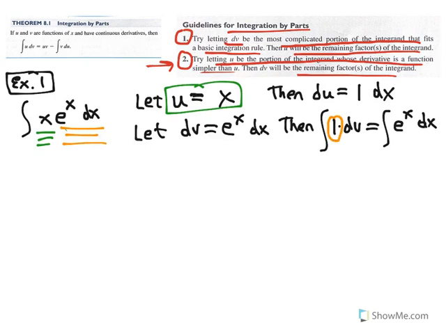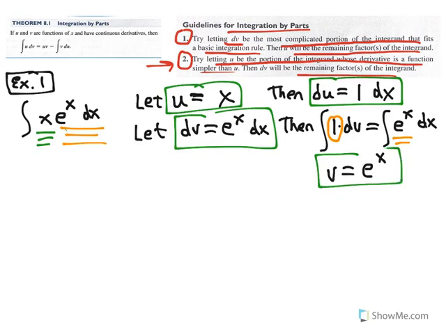So an antiderivative of 1 is v, so you're going to have just v here. And on the right side, an antiderivative of e to the x is just e to the x. Normally you would write plus c as your constant of integration, but you don't have to do it when you're doing integration by parts, because at the very end of your work you will write the constant of integration. So now we know u, we know dv, we know du, and we know v.